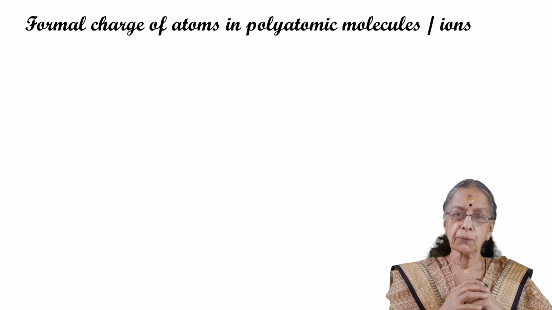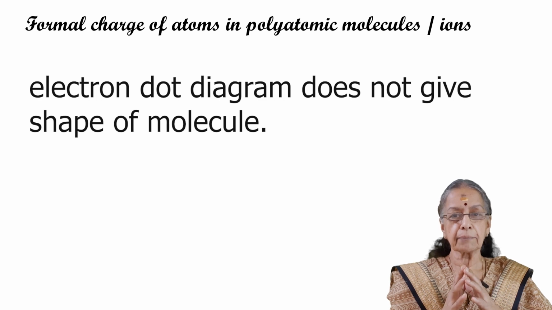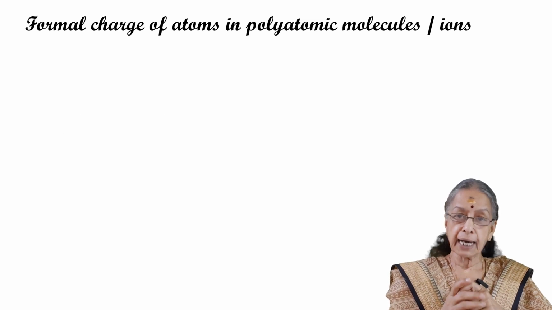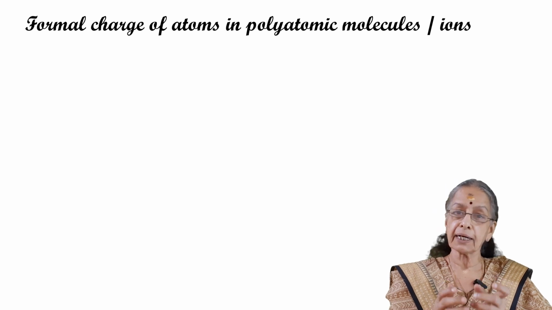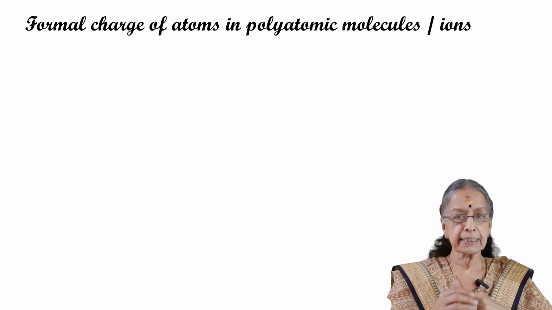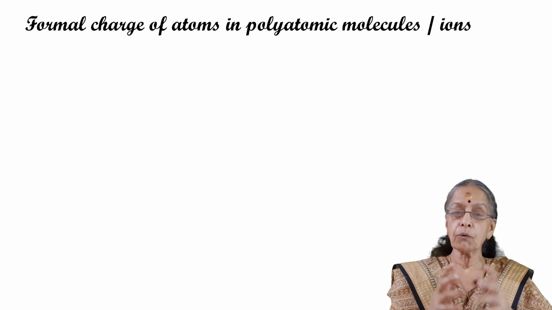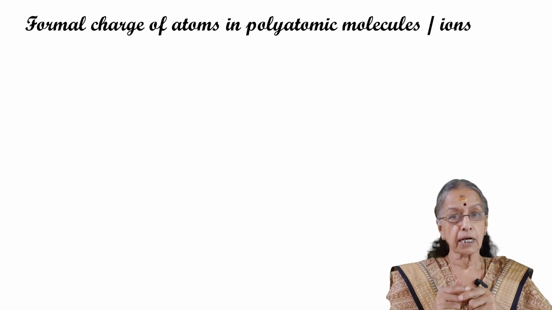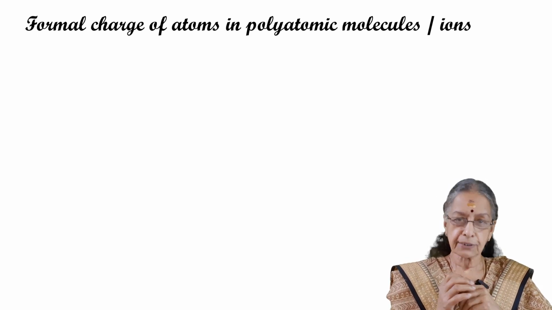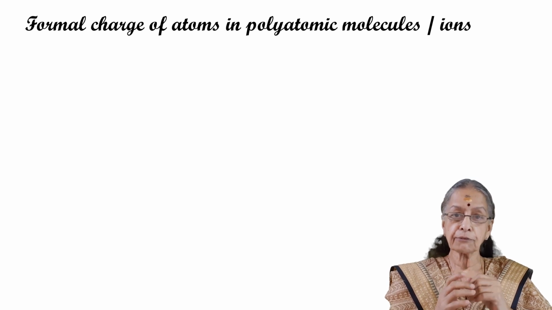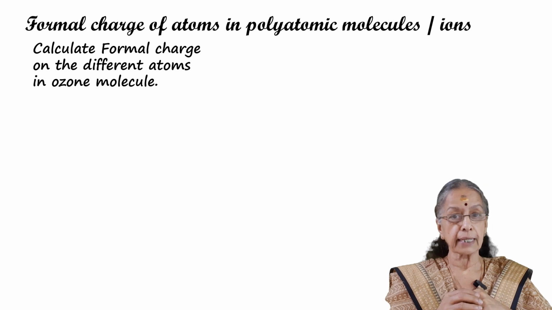We already know that electron dot diagram does not give an idea of the shape of the molecule, but it does help us to calculate formal charge on the atoms in a molecule or ion. In this video, as I said earlier, we will discuss how we calculate the formal charge on a molecule. Let us take up the example of ozone molecule. Calculate the formal charge on the different atoms in ozone molecule.